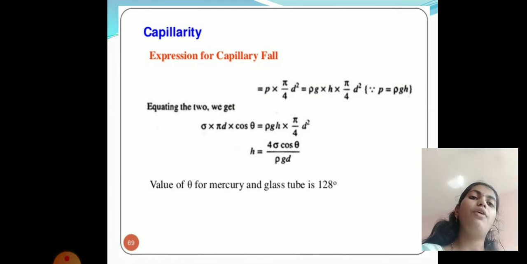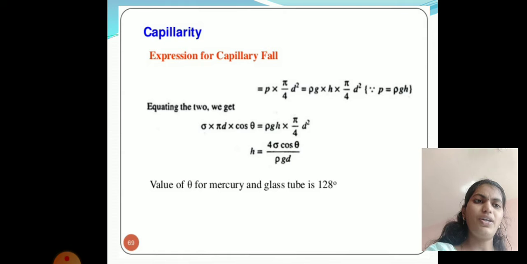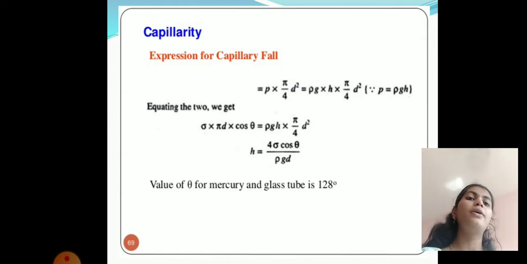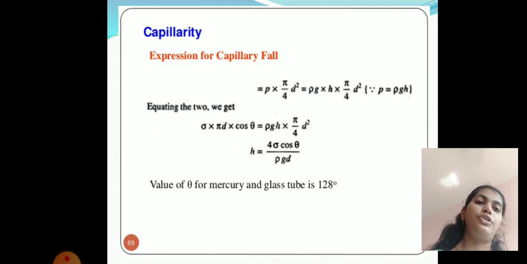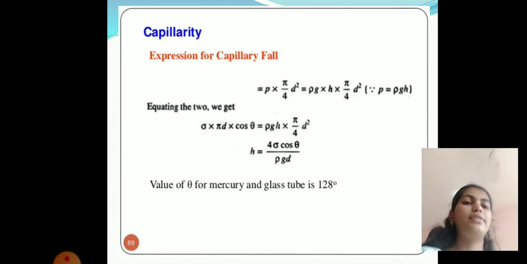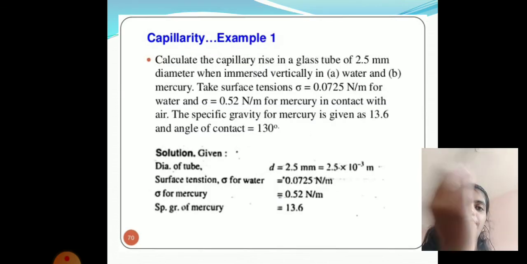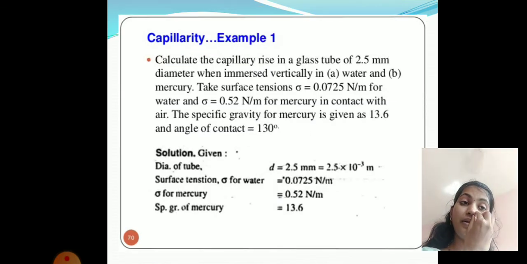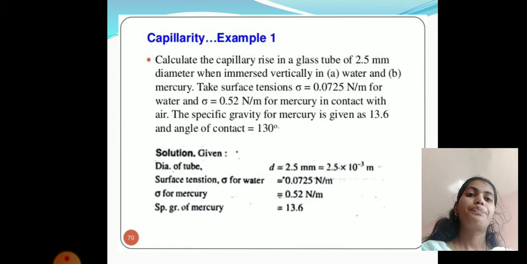The value of theta for mercury and glass tube is given, or we should remember it: it is 128 degrees. Now, an example on capillarity.